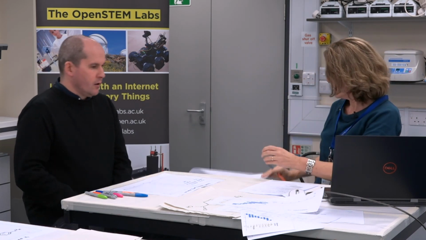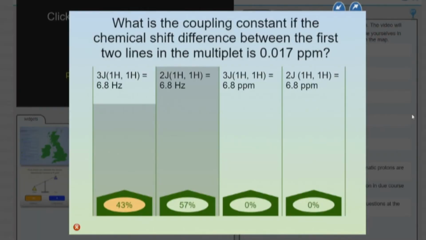Okay, so let's have a go and see what you have picked. Okay, so the vast majority of you... actually, it's not a vast majority. Oh, it's changing as I speak. Okay, backwards and forwards. So we're more or less split between 3J 1H-1H equals 6.8 hertz, or 2J 1H-1H equals 6.8 hertz.